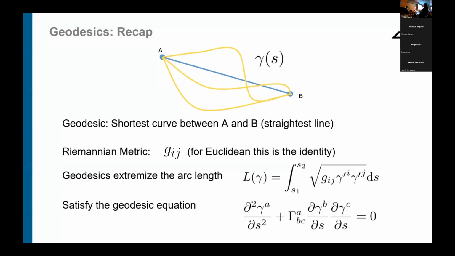If you now say that this slide is a Euclidean plane, then the blue line would be a geodesic and the yellow ones would not be, because they're longer. They all go from point A to point B, but only one of them is a geodesic.